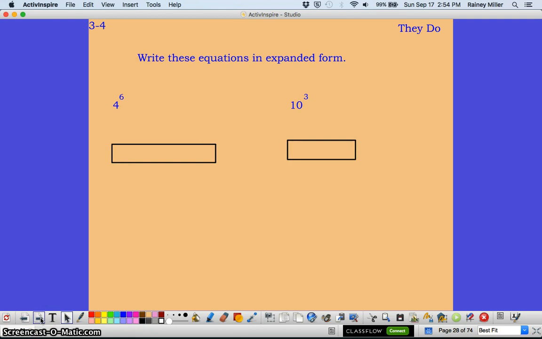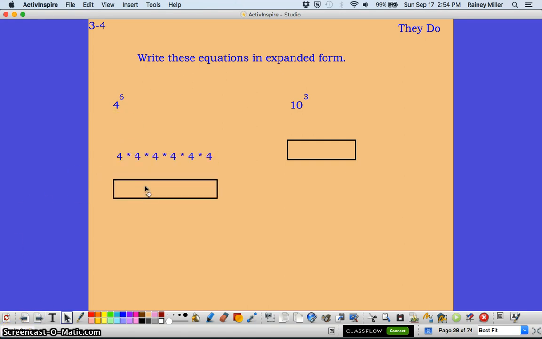Okay, so now go ahead, stop the video. I want you to try these two out. Now that you've tried those two out, you're going to take 4 to the 6th power. So 1, 2, 3, 4, 5, 6. I have 6 4s here. So 4 times 4 times 4 times 4 times 4 times 4. This one you have 10 to the 3rd power. So you have 10 times 10 times 10, three times.